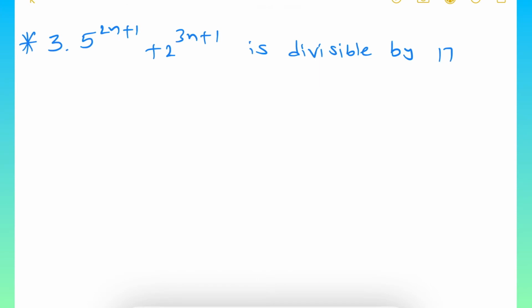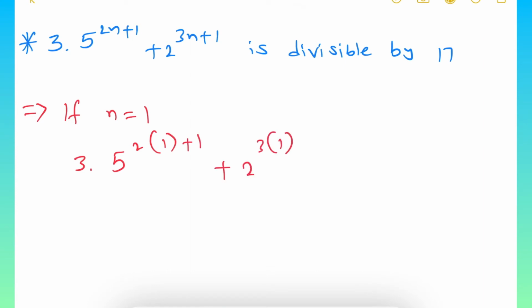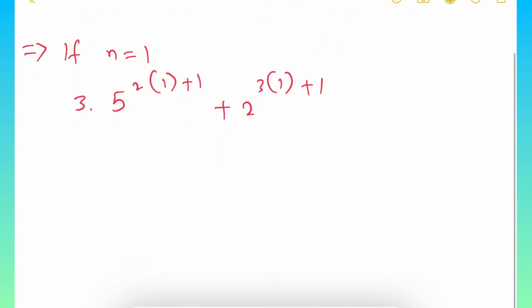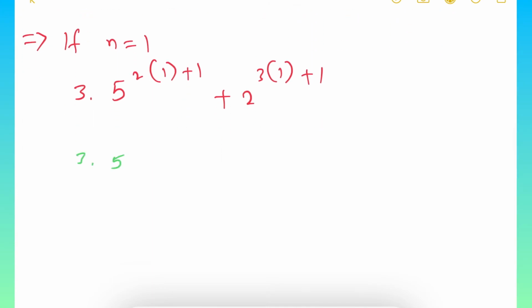Show that 3 into 5 power 2n plus 1 plus 2 power 3n plus 1 is divisible by 17. Okay, the first step is n equals 1. Wherever in the question n is there, in the place of n we need to substitute 1. So we get 3 into 5 power 2 into 1 plus 1 plus 2 power 3 into 1 plus 1. So we get 3 into 5 power 2 plus 1, that is 3, plus 2 power 3 plus 1, that is 4.